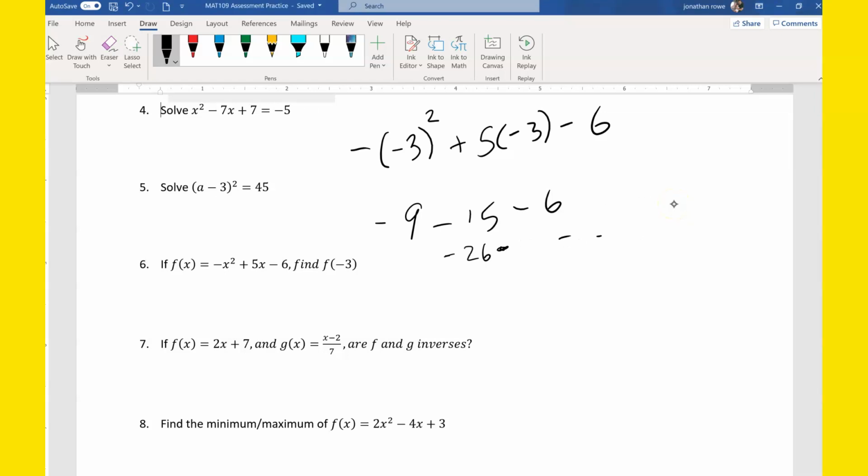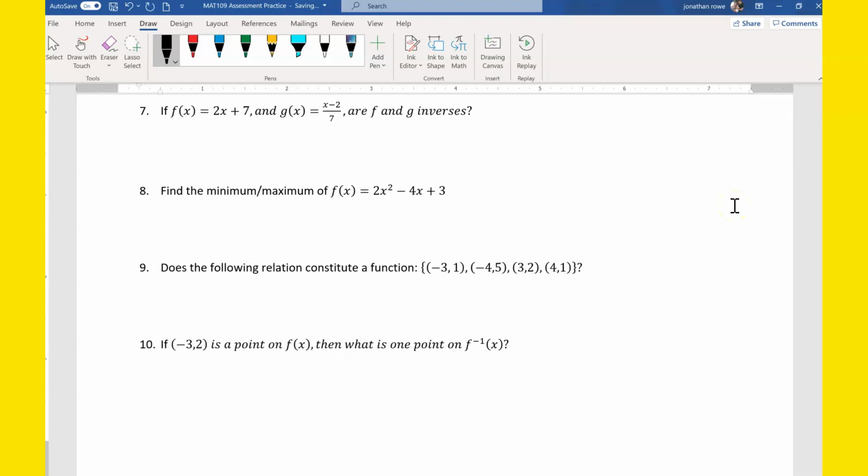I think I made an error. While just looking back at it and checking it, I think I see an error. Negative 9 minus 15 is not negative 26, it's negative 24. And then negative 24 minus 6 is negative 30. So negative 30 should have been my answer there.